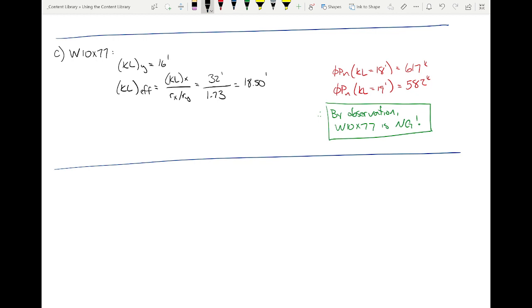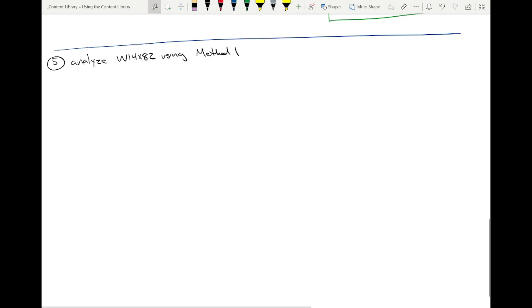So step 5. Analyze the W14 by 82 using method 1, just to make sure it works, okay? Just to make sure. Again, we're talking about a column that needs to hold up 650,000 pounds. I think it can take another 5 minutes of calcs just to make sure that it's good. So, okay.